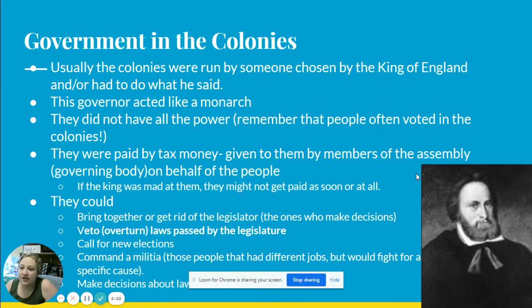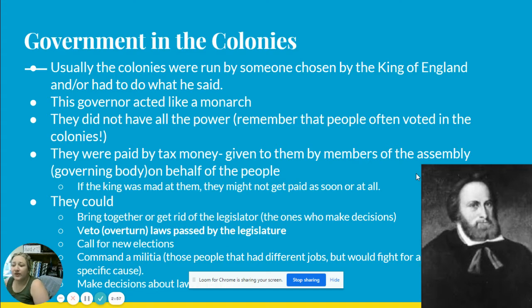So government in the colonies was usually run by one person or a few people chosen by the King of England and had to do whatever he said. The governor acted like a monarch, but they did not have all the power because people voted a lot in the colonies. They voted for assemblies, and we're going to talk about the House of Burgesses in a bit. We talked about it some earlier this year. They were paid by tax money given to them by members of the assembly, which were voted into office on behalf of the people. But if the king was mad at them, they might not get paid as soon or at all.